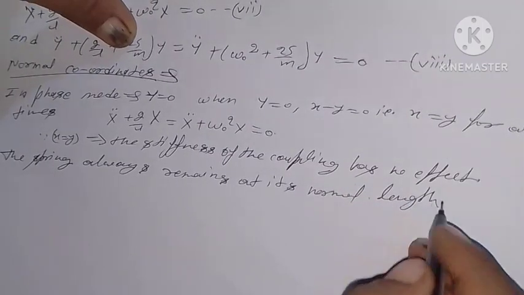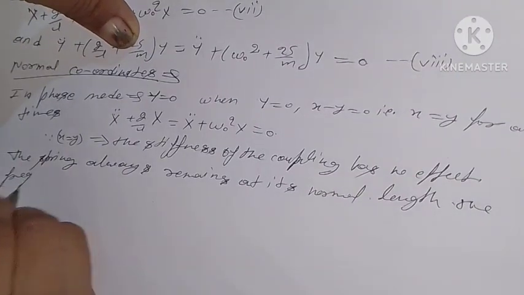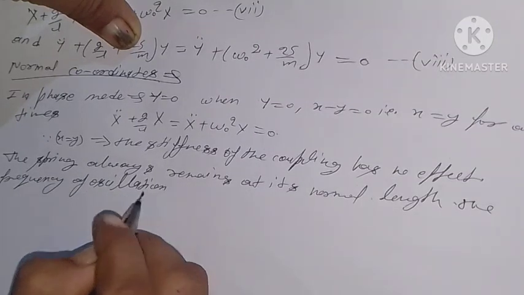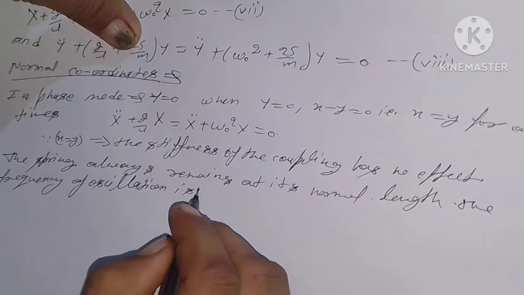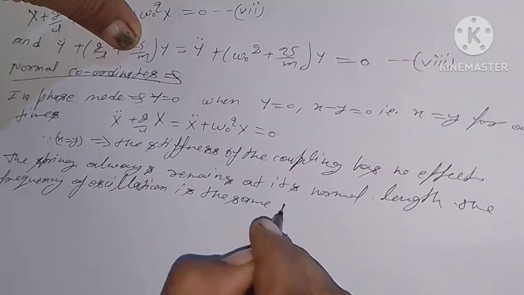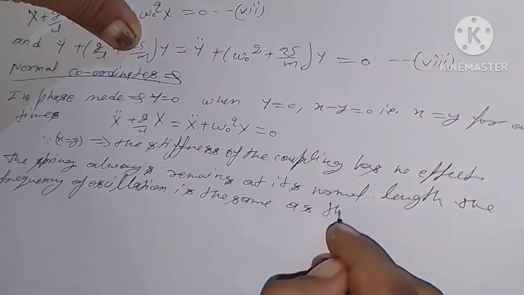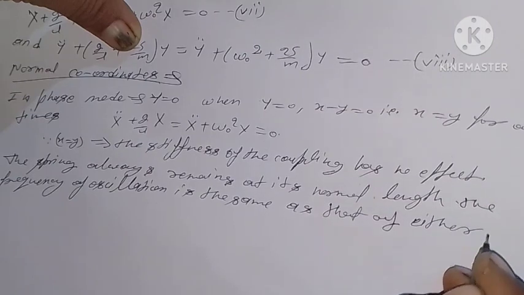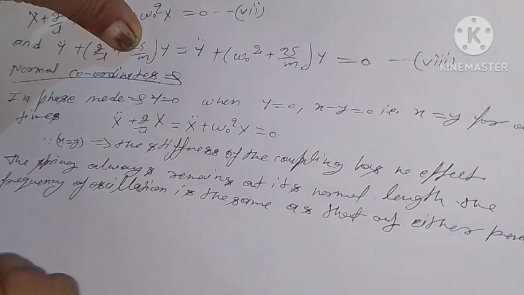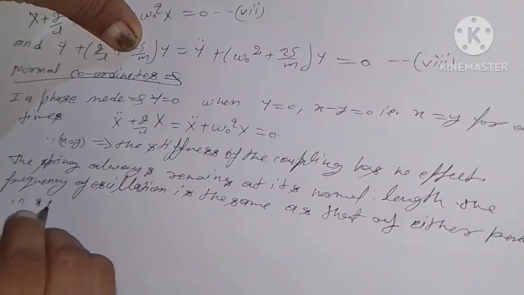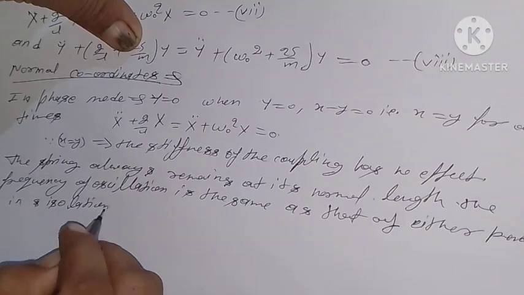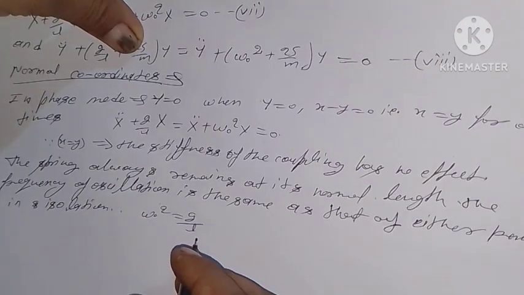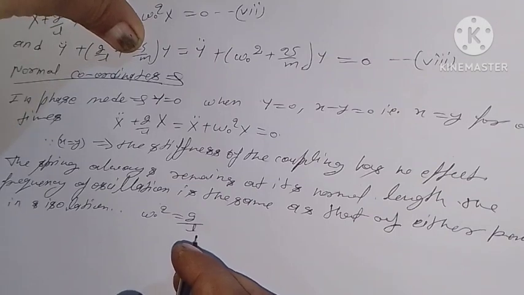The frequency of oscillation is the same as that of either pendulum in isolation, that is, ω₀² equals g/l. Both pendulums are always swinging in the same phase. Such a variation is called in phase variation.